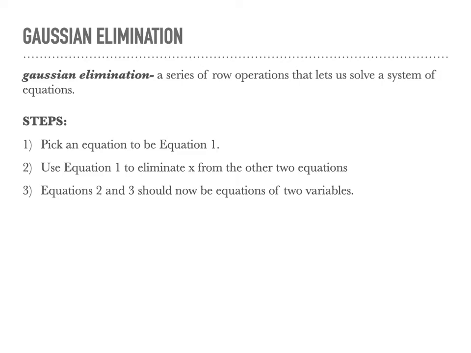Step number 1 is to pick an equation to be equation 1. Usually we want equation 1 to have the coefficient of 1 in front of the x, so we can use equation 1 to eliminate x from the other two equations. And the last step is, from here, equations 2 and 3 should now be equations of two variables. And from there, we can solve for x, y, and z. Let's look at the following practice.